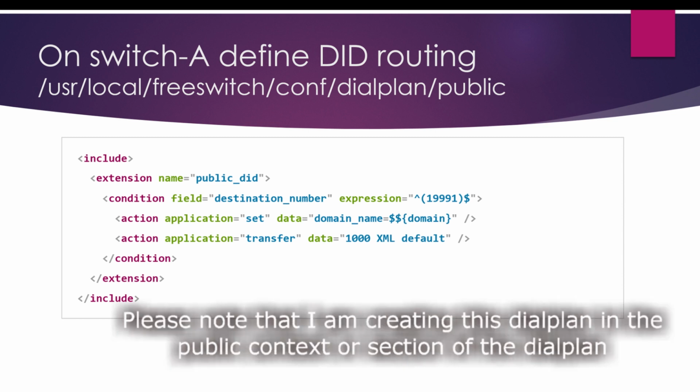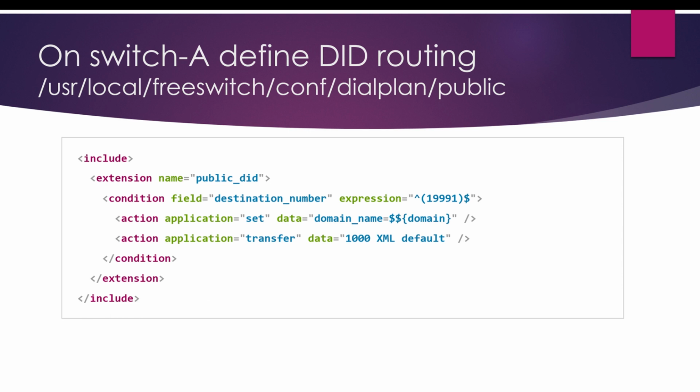So I want you to note something. I'm creating this kind of dial plan in the public context. If a call comes in, since it's coming in from the external network, we get that dial plan and put it in the public section of the dial plan.